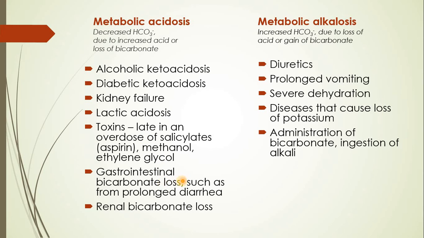Sometimes gastrointestinal bicarbonate loss is observed due to prolonged diarrhea, and renal bicarbonate loss is one of the acute reasons for metabolic acidosis in humans. In the same way, metabolic alkalosis is defined as showing increased level of bicarbonates. This increased level of bicarbonate is due to loss of acid or gain of bicarbonate.